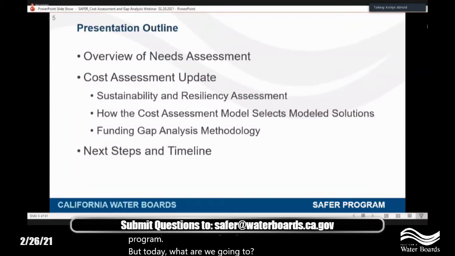We're going to discuss, again, what is the needs assessment, which is the overarching effort that the cost assessment is under. We're going to focus today on giving you an update on the cost assessment model, in particular, the sustainability and resiliency assessment piece of that model, how the model is going to be selecting modeled solutions so that we can roll up estimated costs statewide. And then we're going to dive in deep and provide an overview of the funding gap analysis methodology that's going to be employed at the very end of the cost assessment. And then we'll provide some next steps and a timeline.